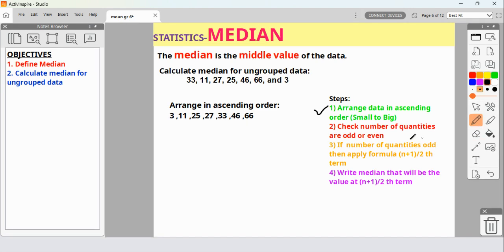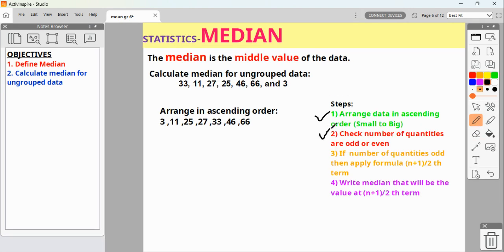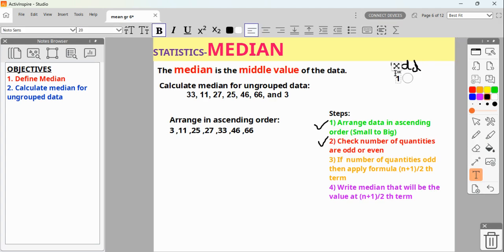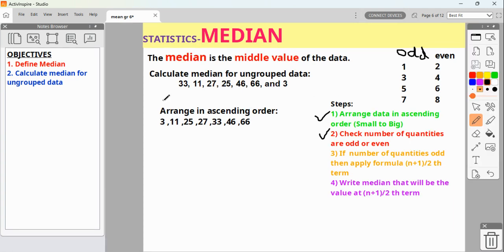Next, what we have to do, check number of quantities are odd or even. We know very well odd numbers are 1, 3, 5, 7, 9, and so on. While even numbers are 2, 4, 6, 8, 10, and so on. So we have to check our data number of quantities are even or odd. So let's count with me.